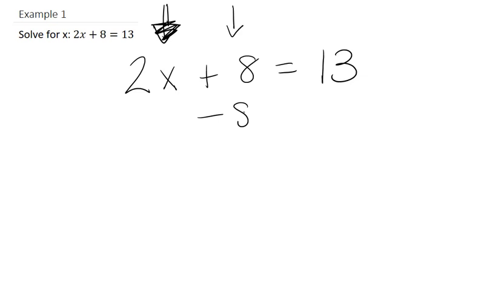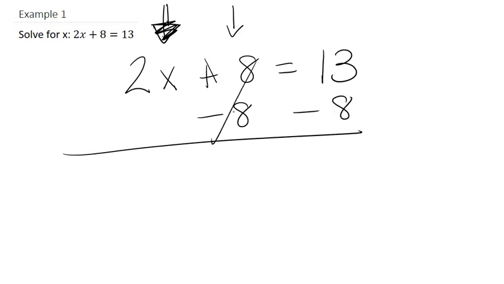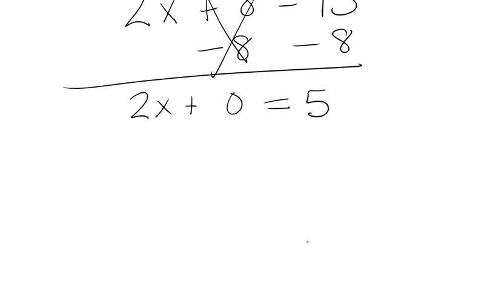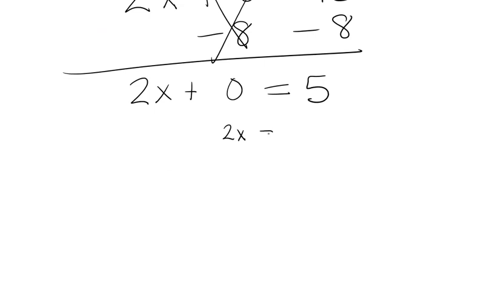So the first thing we need to do is subtract 8 from both sides. This gets rid of it here because this is just 0. So now we have 2x plus 0 equals 13 minus 8, which is 5. So the next thing we have is 2x is equal to 5.